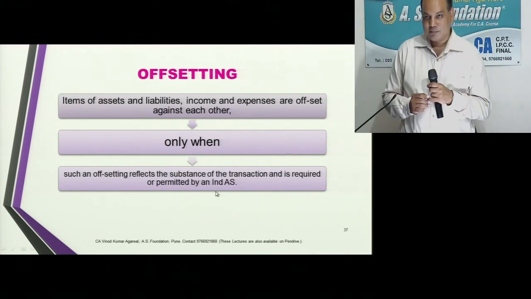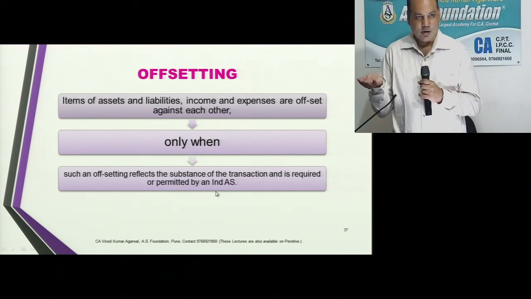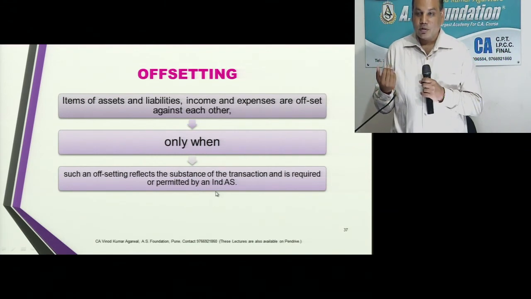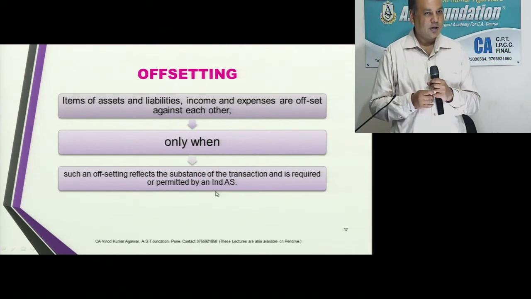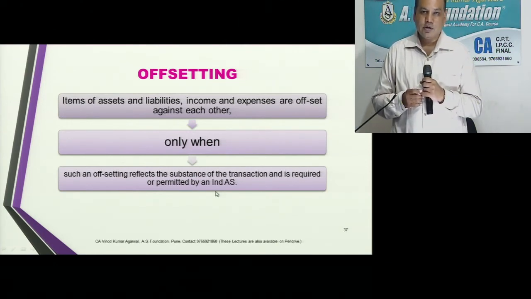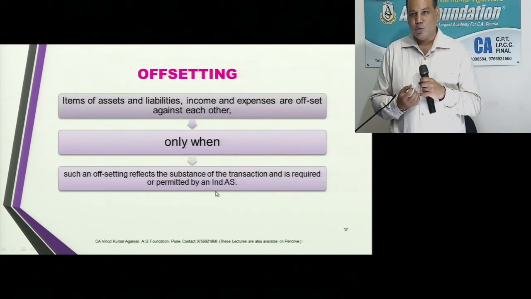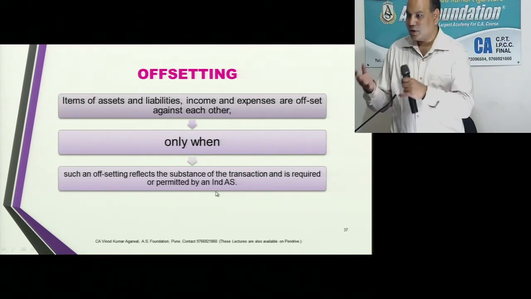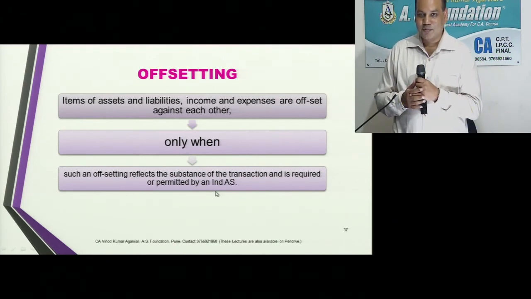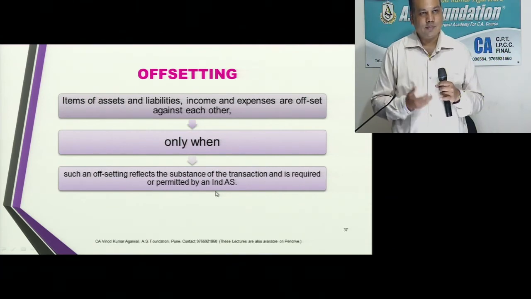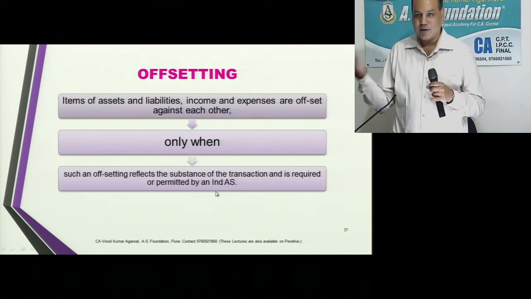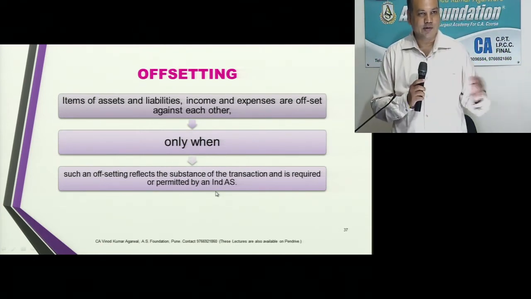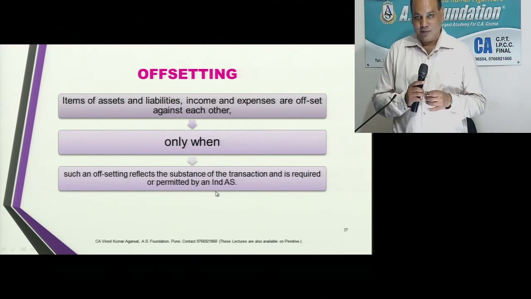Example of offsetting, suppose I have a debtor, Mr. XYZ is our debtor. Mr. XYZ is also our creditor. Is it possible the same party can be a debtor or a creditor? Yes. I purchase notebook from AK Enterprise. I sell him audit book to AK Enterprise. So when I purchase notebook from him, he is my creditor. When I sell him audit book, he is my debtor. So on the asset side, 2 lakh rupees appearing receivable, liability side 5 lakh is appearing payable. How do I present it?